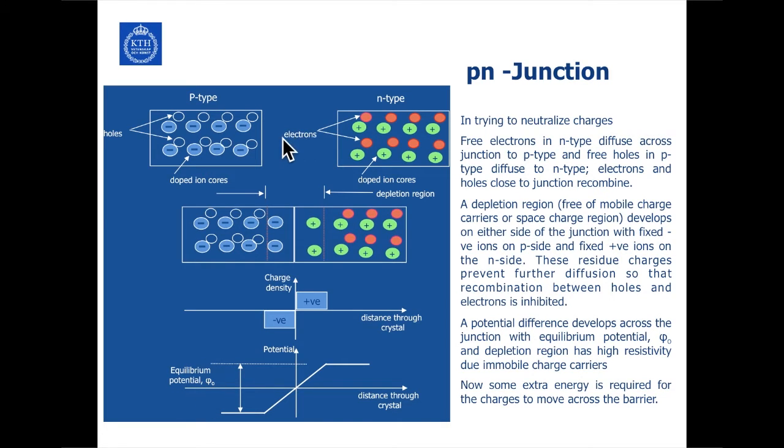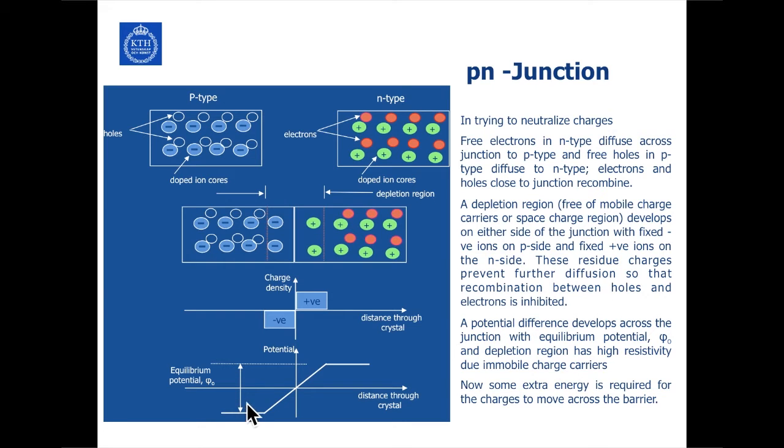And pictorially, what I just said is shown here. For example, this is the p-type material. These are the holes sitting here, and these are the doped ion cores, which are boron or phosphorus depending upon what people use. In the n-type material, you have the electrons here and the doped ion cores. So you bring them together, and as we just talked about, you have positive charge built up on the n-type side and negative charge built up on the p-type side, and that gives you the equilibrium potential.